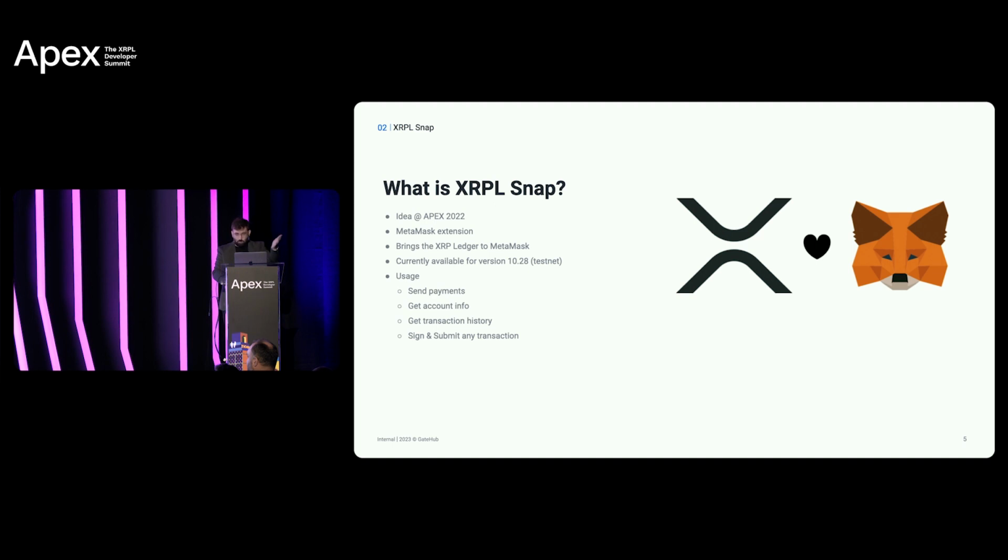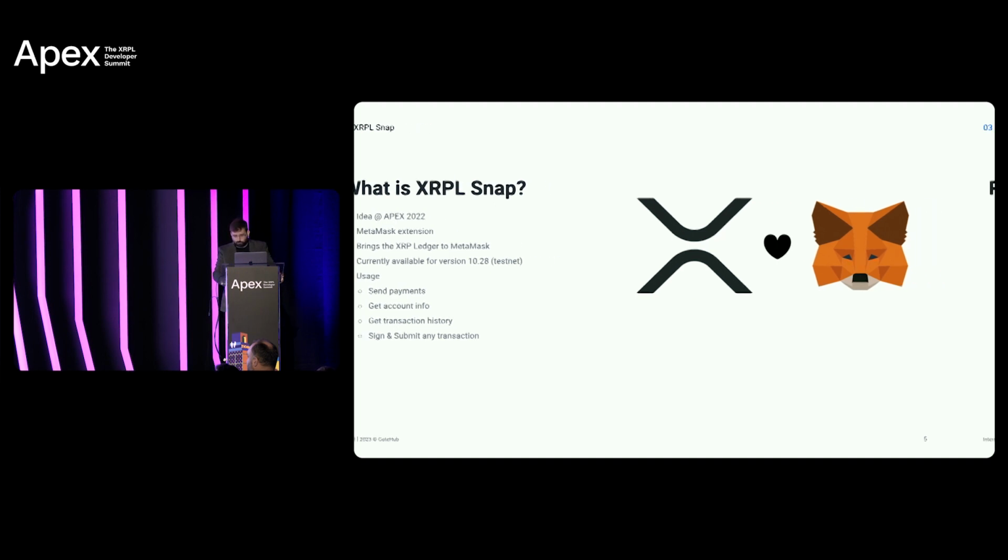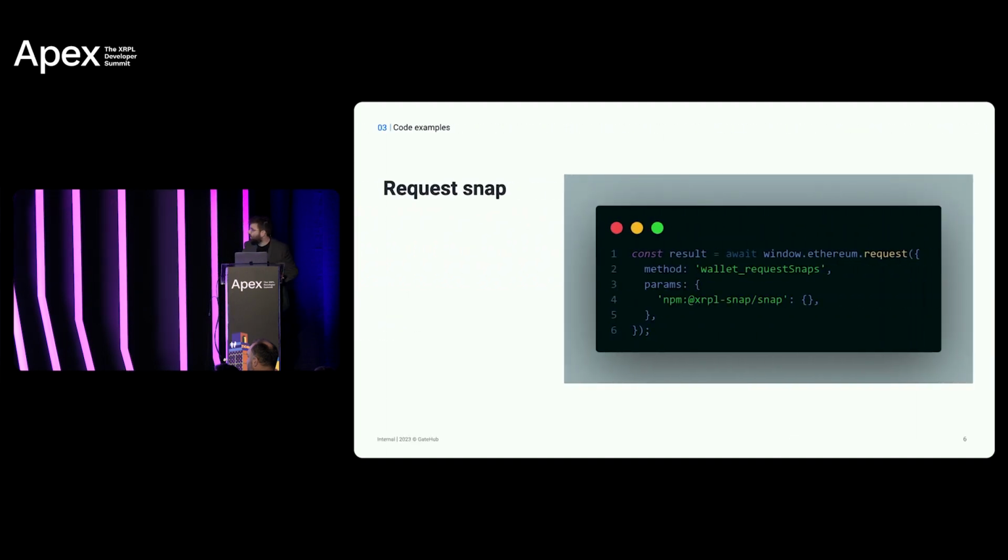So how do you actually use the Snap? This is the first part of the code that you need to request the Snap. window.ethereum got injected into your browser when you installed MetaMask. You say, okay, I want to request a snap, and you need to specify which snap. As you can see here, the snaps are stored on NPM, and you just need to specify the package name.